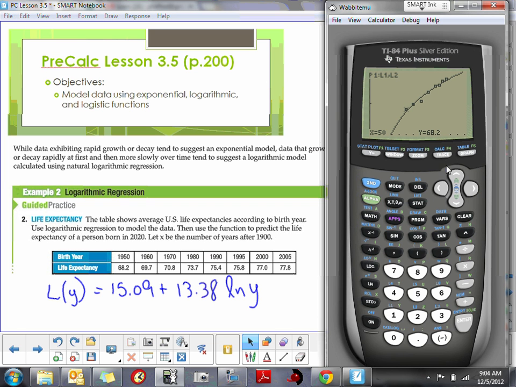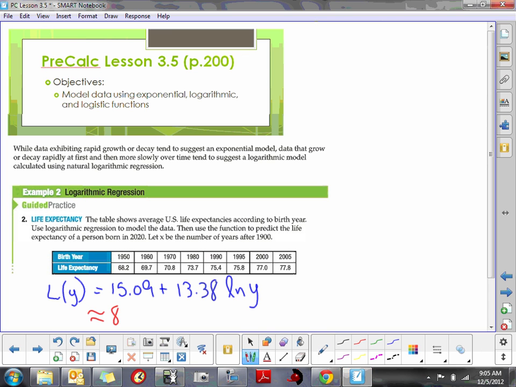I'm going to hit trace. I don't want my plot, I want the Y1, which is the prediction line, and we want to type in the number of years later, and that should predict that in the year 2020 we expect people to live to a ripe old age of 80.22 years, which is a prediction based on the model. So approximately 80.22 years.